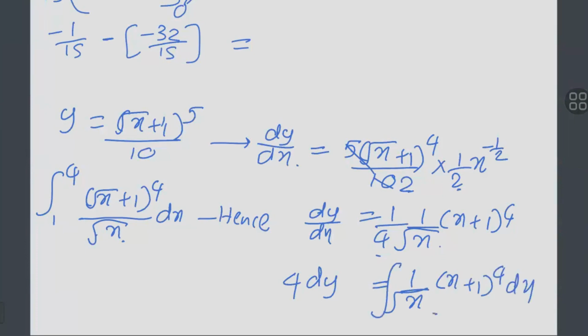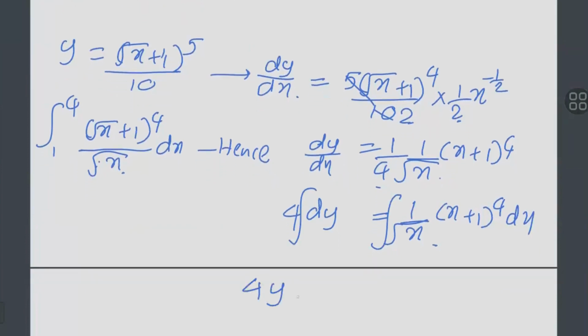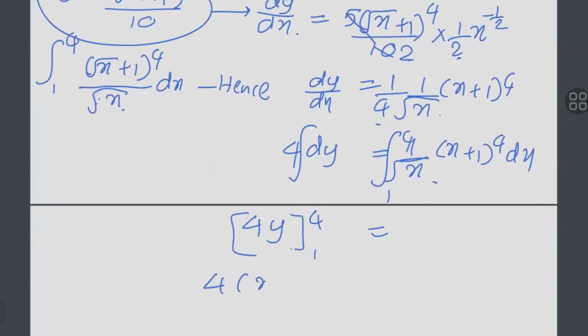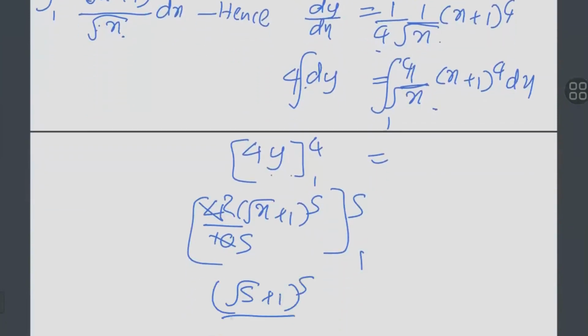Now this is our question, and the answer we have automatically. 4 dy integrates to 4y, from 1 to 4. Now what is y? Substitute y as root x plus 1 to the power 5 over 10. Then substitute the limits 1 to 5, because we integrated dy and took y. Then root 5 plus 1 to the power 5 over 5, minus 1 plus 1, root 1 over 5, to the power 5. This is the answer we get.